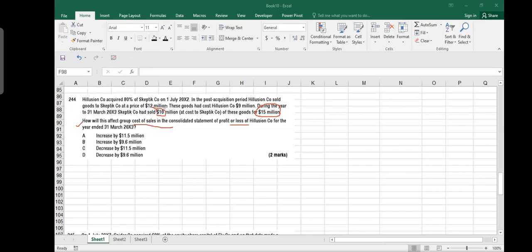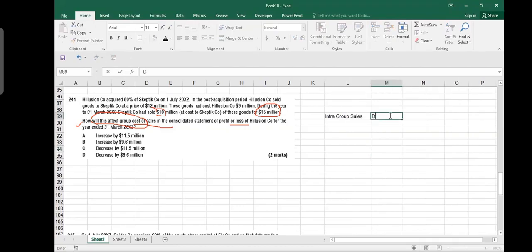He does not ask us how much is unrealized profit. If he says how much is unrealized profit, you will calculate 2 million and whatever percentage. What he's asking is how will this affect group cost of sales? In cost of sale, there are two things which are going to create impact. Group cost of sales is parent cost of sale plus subsidiary cost of sale minus intragroup sales. So intragroup sales, this is one impact. I will deduct it.